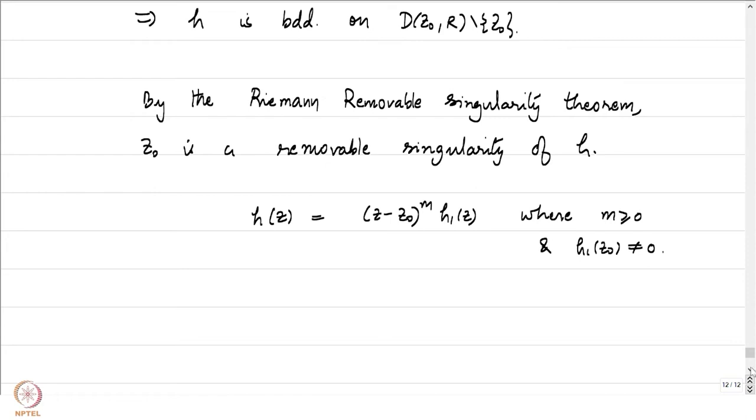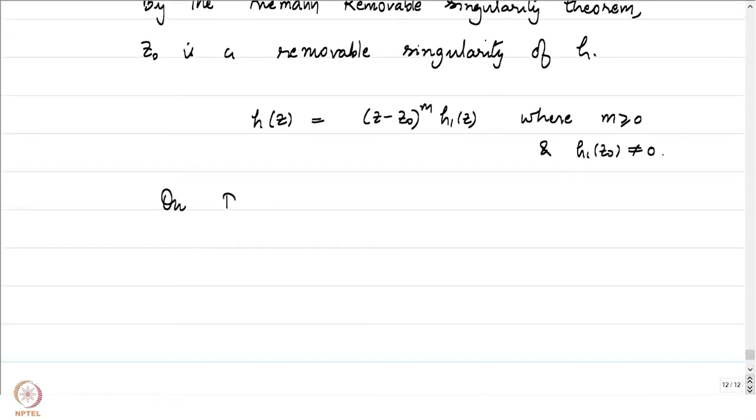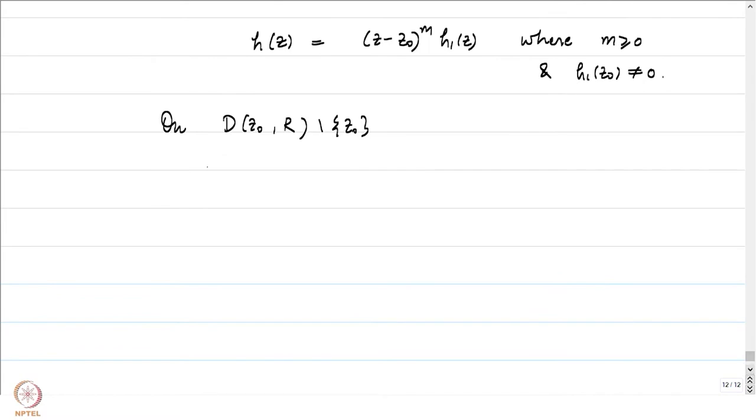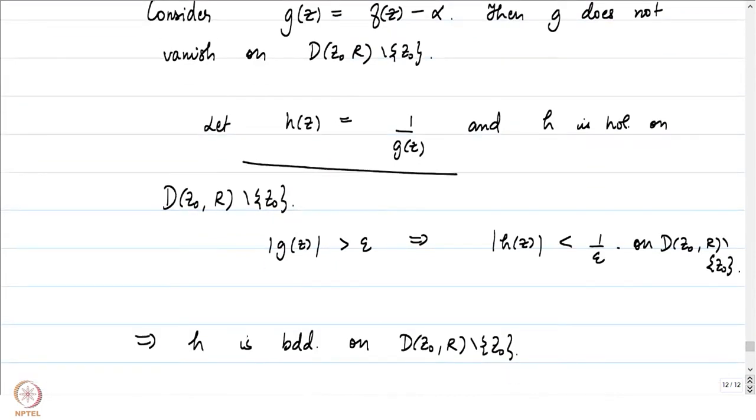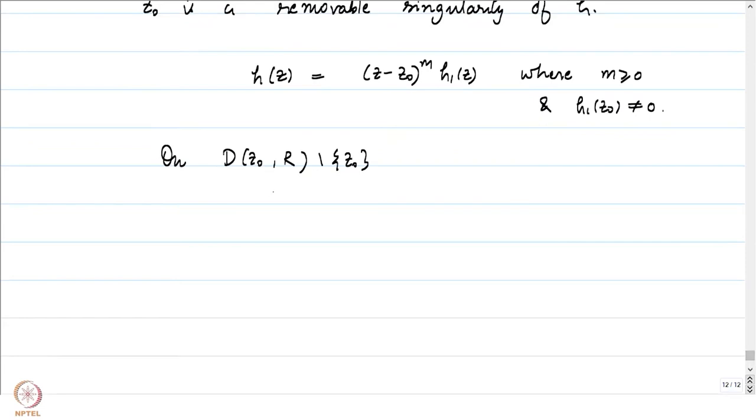So, by going down to a smaller neighborhood if needed, D(z0, r prime), I will not call the smaller neighborhood anything else, let me just call it D(z0, r), and I will just say that on D(z0, r) we then have, what was h(z)? h(z) was basically 1 by g(z). Just go up and see what it was. And what was g(z)? g(z) was just f(z) minus alpha, right? So, let me just write that down. We have 1 by (f(z) minus alpha) is what is written as (z minus z0) to the power m times h1(z).